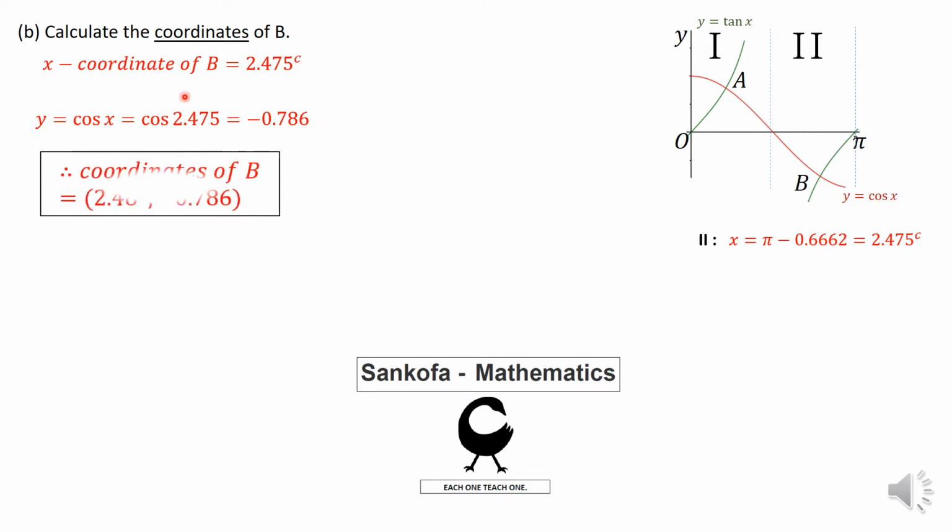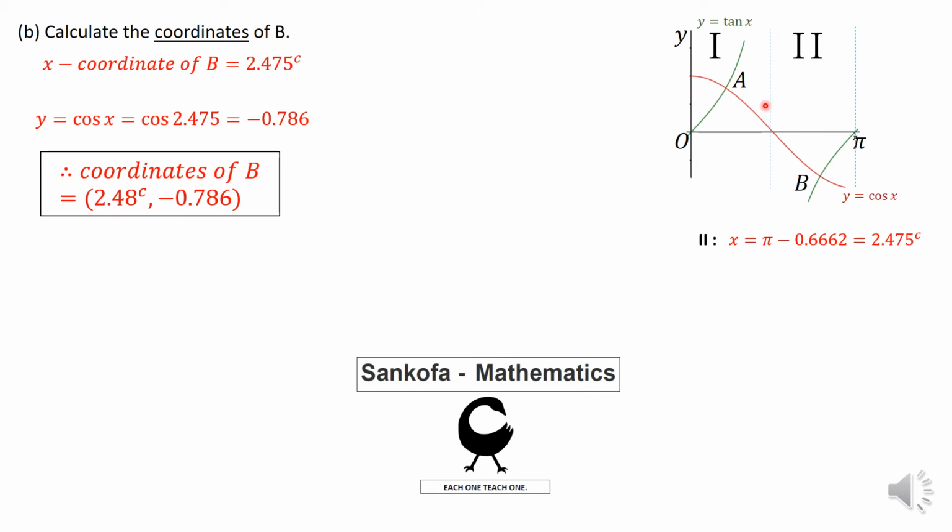Good, so then the coordinate of B is 2.48 radians, comma, negative 0.786. So what if someone was trying to substitute this value here? Remember, it's in radian mode. But let's suppose we have somebody saying, okay, but why don't we substitute that into y equals 10x, all right, since they're intersecting.